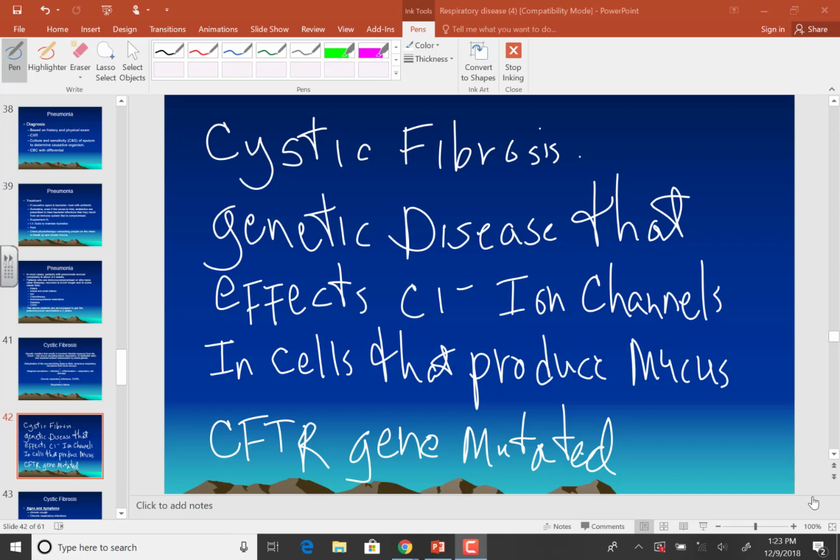Specifically, it's called the CFTR gene, the cystic fibrosis transmembrane conductance regulator. And basically what it does is it regulates how much chloride leaves a goblet mucus producing cell. So let's get into it a little bit.